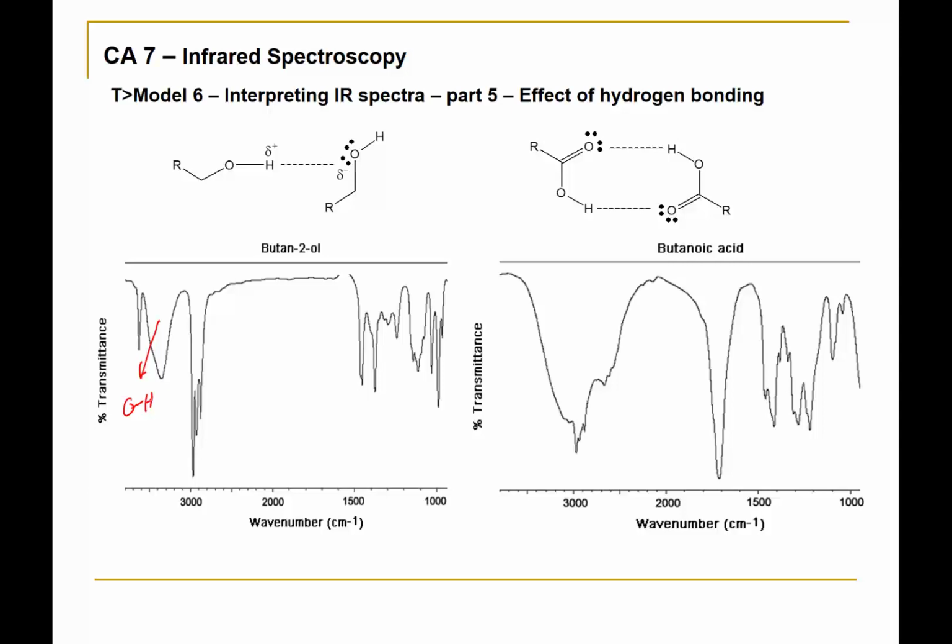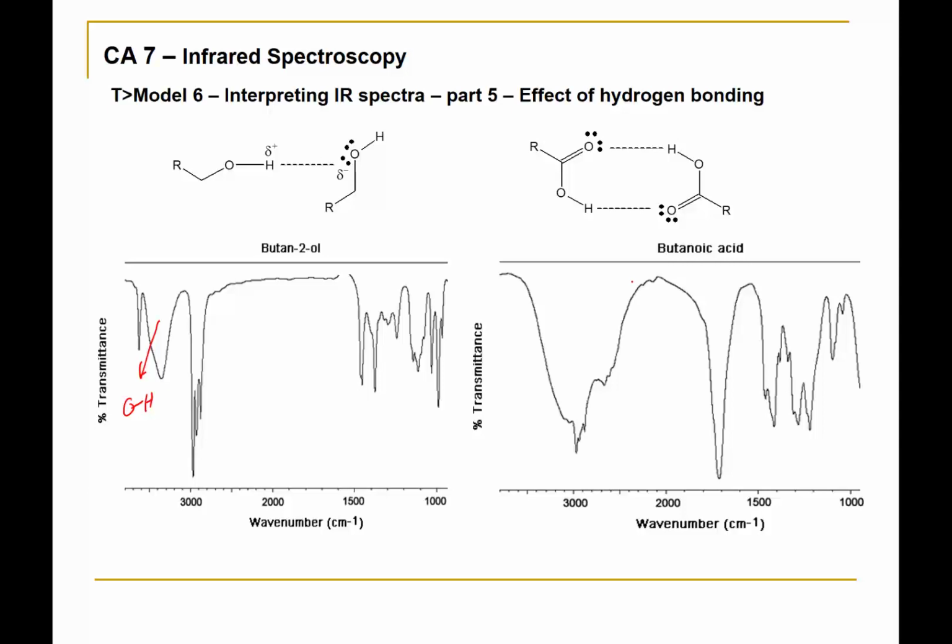One of the things that chemists will do when they're trying to research this sort of thing is they'll dilute the solution in a solvent, and as the solution becomes more and more dilute, you'll see that this signal becomes more and more narrow. So this is how they know that the broad signal has to do with hydrogen bonding.